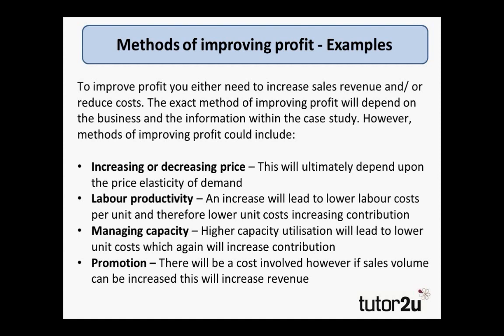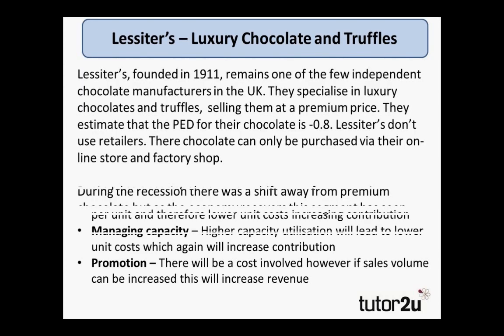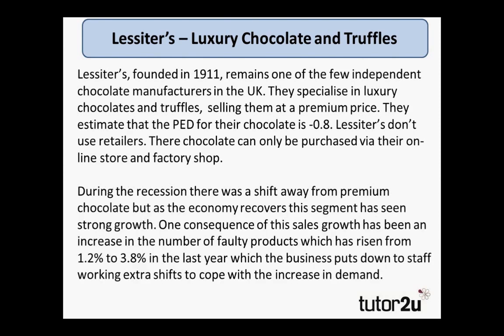Better capacity utilization: high capacity utilization will lead to lower unit costs, which again will increase contribution, reducing the break-even point, meaning the business makes profit quicker. So those are lines of analysis there. Promotion has a cost involved in that. However, if sales volume can be increased, that's going to increase revenue.